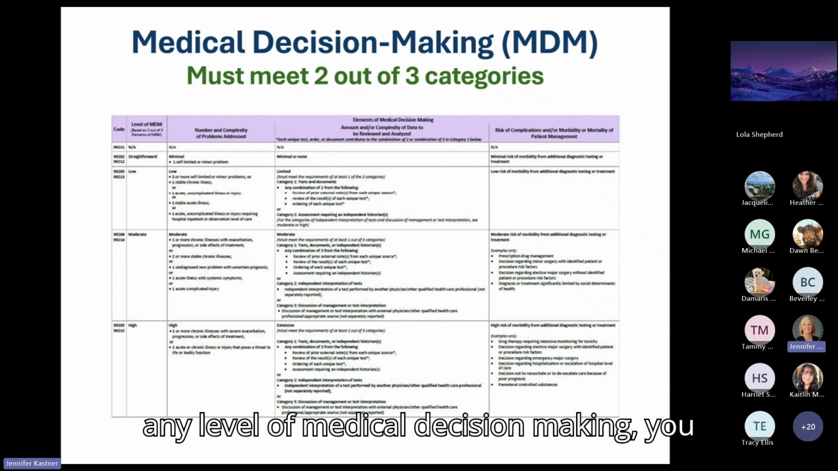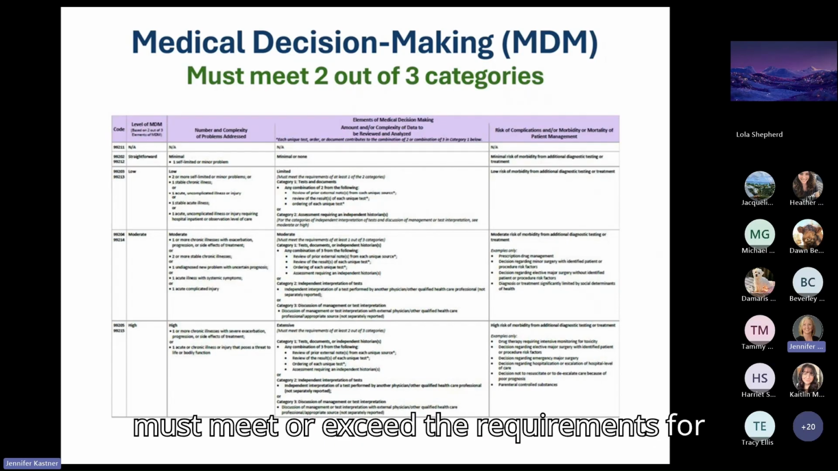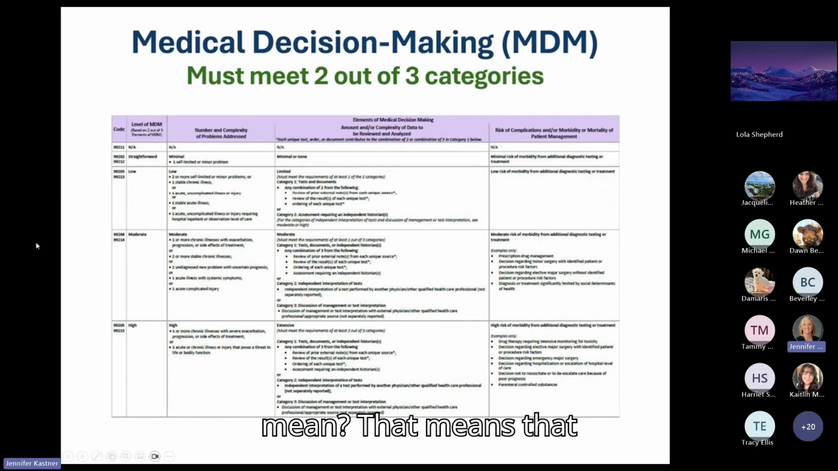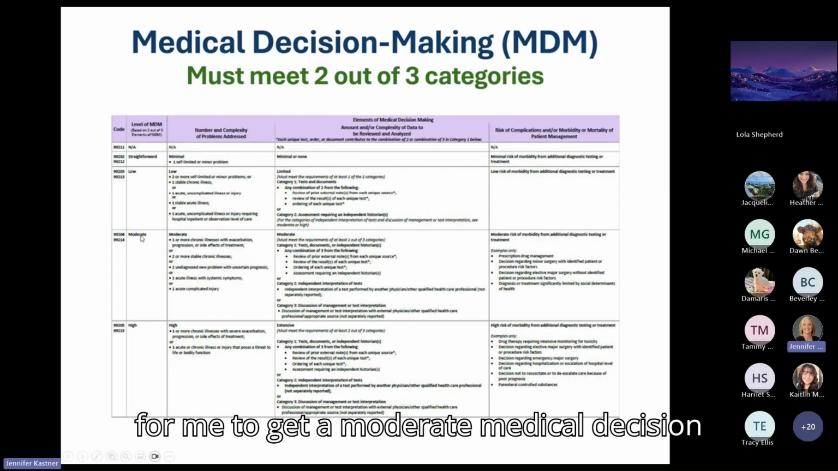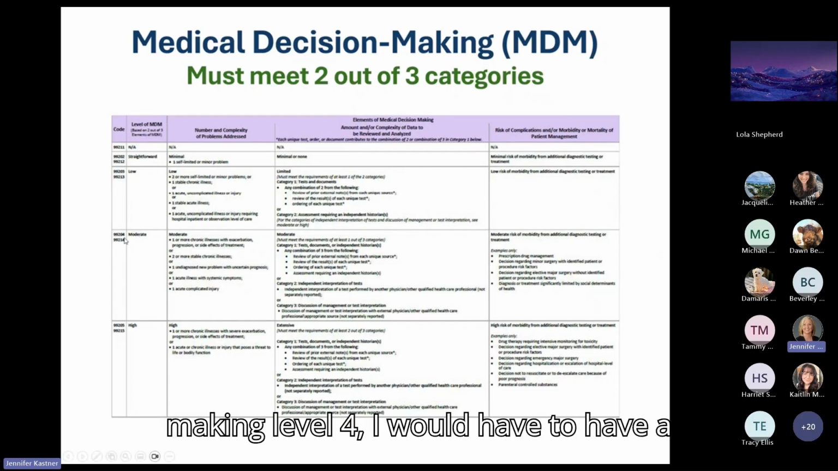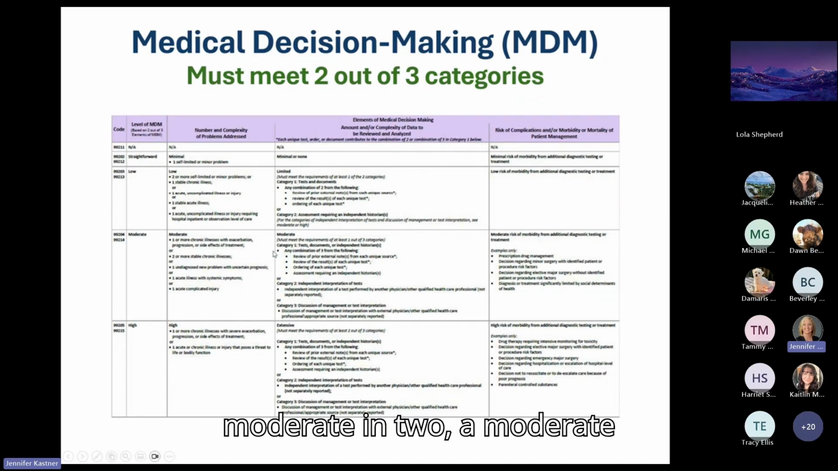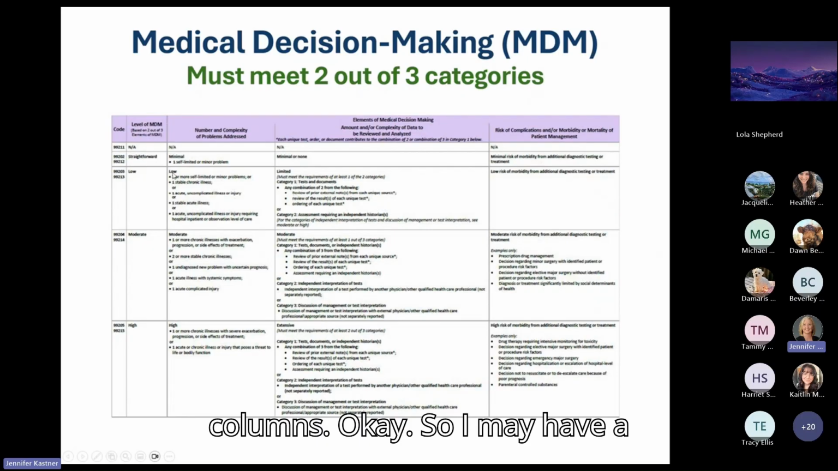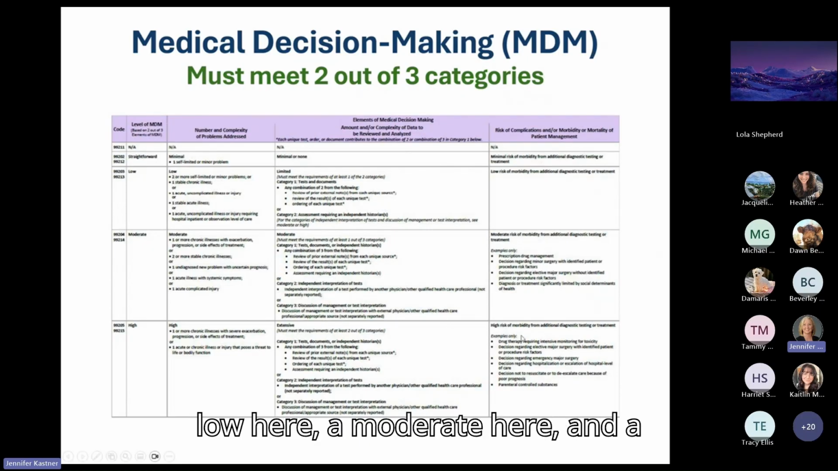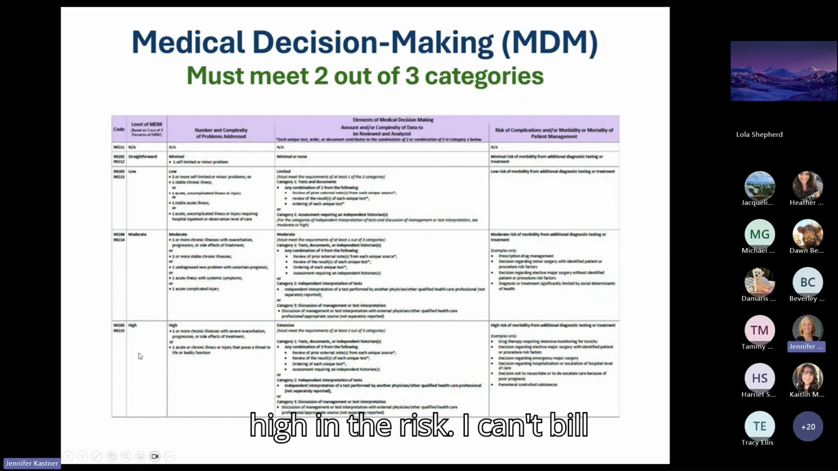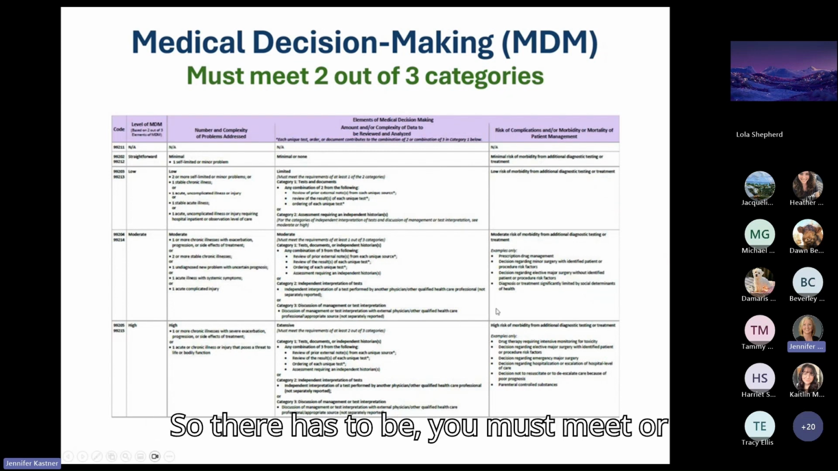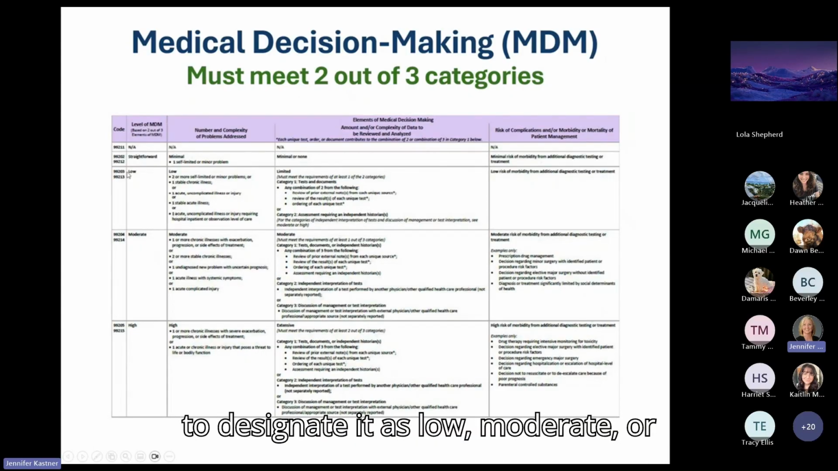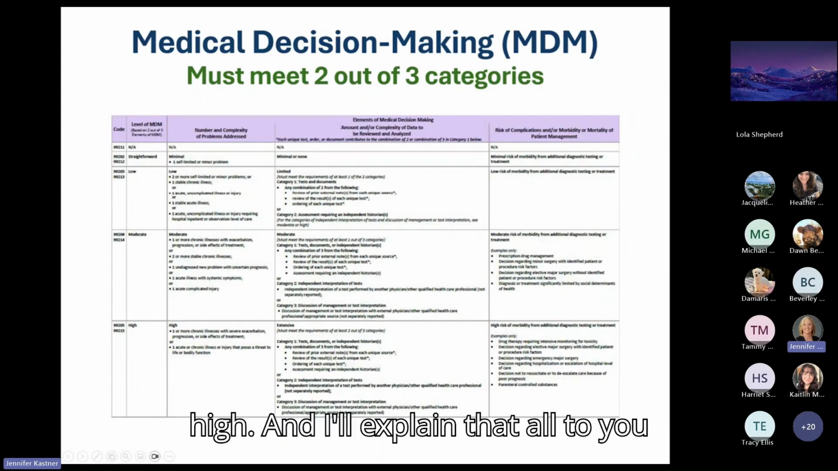In order to bill for any level of medical decision-making, you must meet or exceed the requirements for that level in at least 2 out of the 3 columns. So what does that mean? That means that for me to get a moderate medical decision-making, level 4, I would have to have a moderate or higher in 2 out of 3 of these columns, okay? So I may have a low here, a moderate here, and a high in the risk. I can't bill high because I don't have one more high. So you must meet or exceed 2 of the 3 columns in order to designate it as low, moderate, or high. And I'll explain that all to you here in a minute.